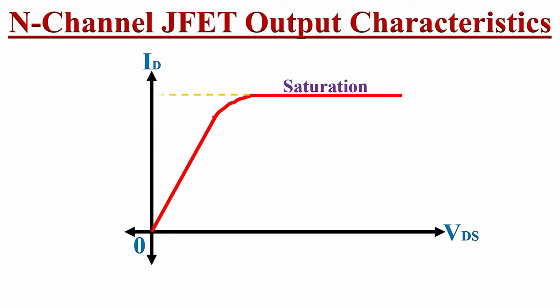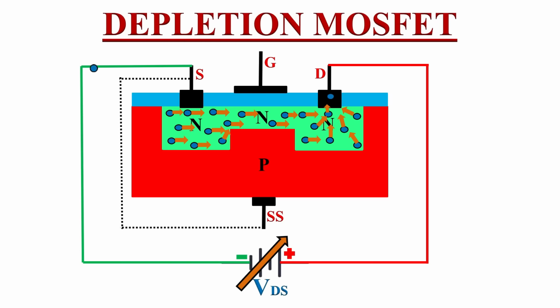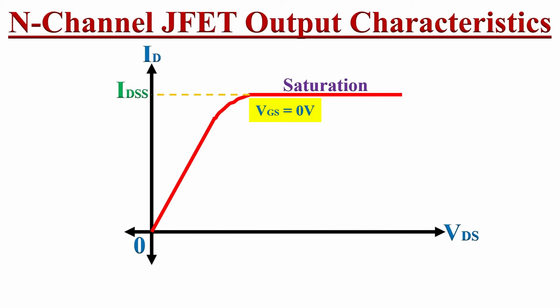This saturation current value is known as IDSS. Here we haven't applied any voltage at the gate, or we can say that the gate voltage is 0. Here we can assume that the gate and the source terminals are connected together. So voltage between gate and source VGS is equal to 0. Hence the value of the saturation current for VGS equals 0 is known as IDSS.